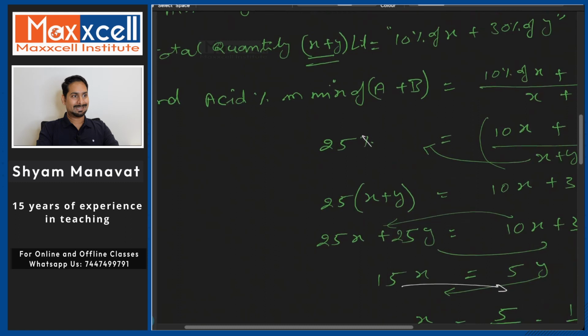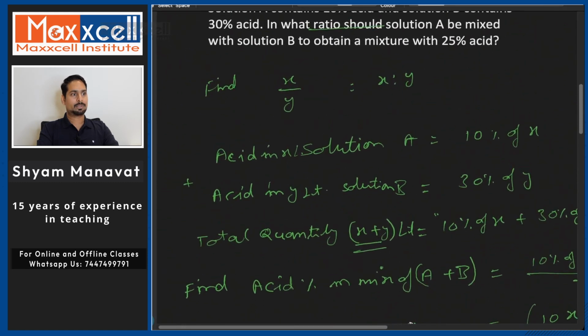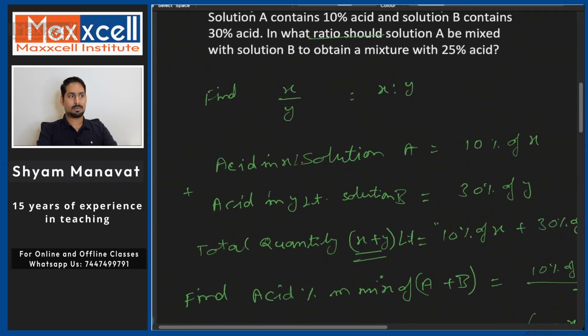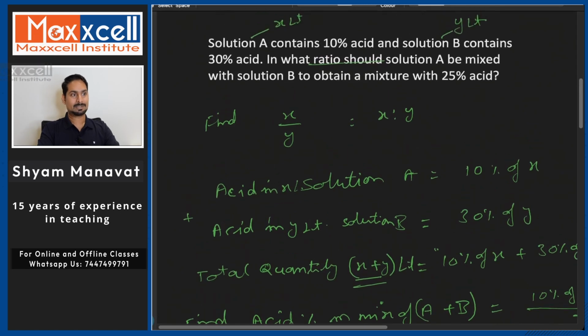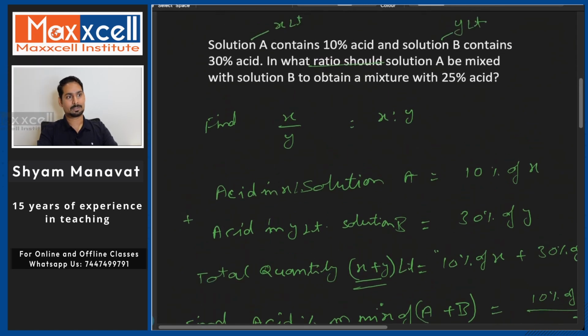Okay, so if quantity is not given, this is one way to do it. But don't you find this is very long? Yeah, let's look at the shorter way. Shall we? Okay.